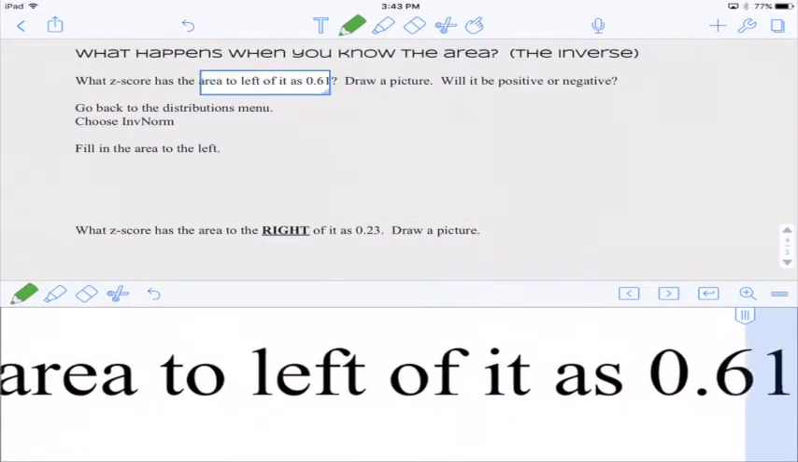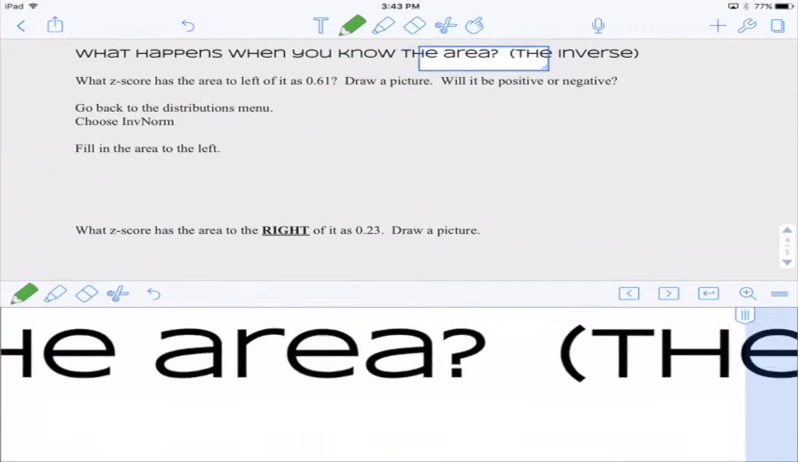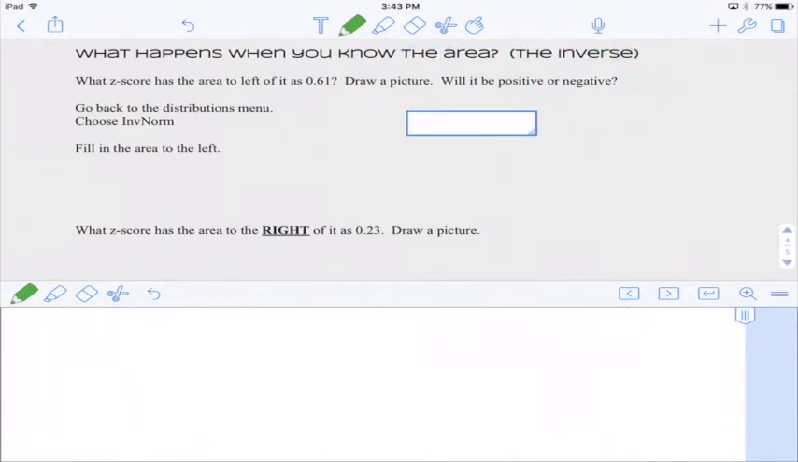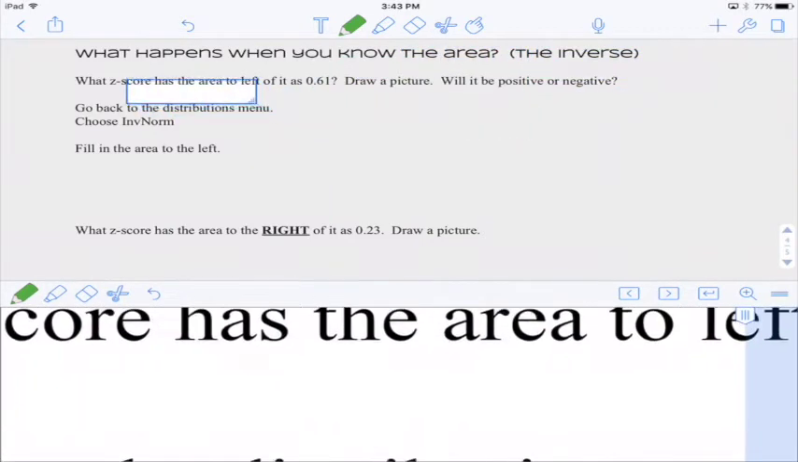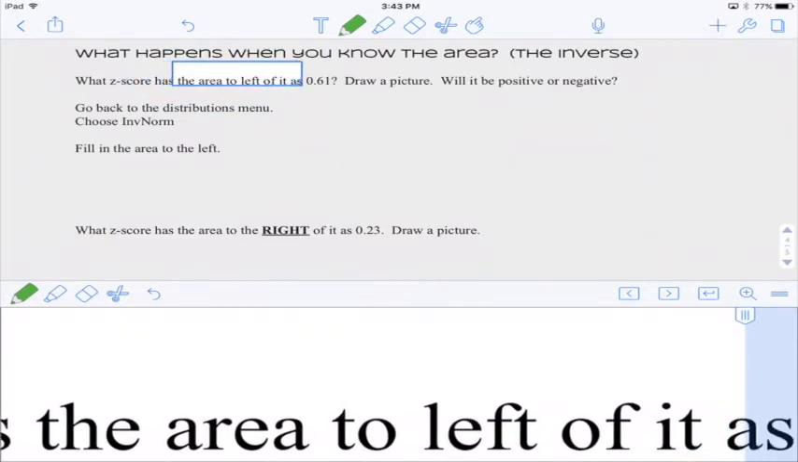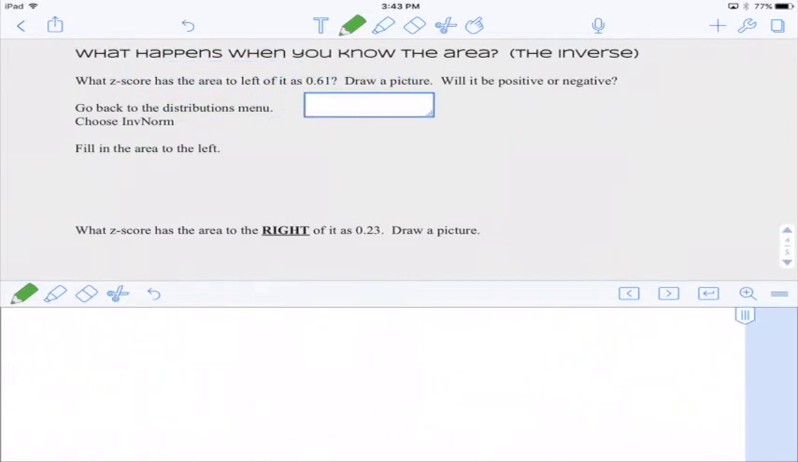So what happens when you know the area, but we're looking for the z-score? So what z-score has an area to the left of it as 0.61? So we'll draw a picture.